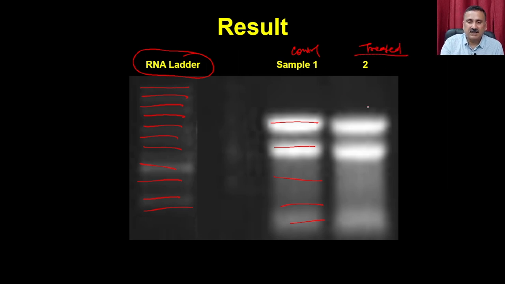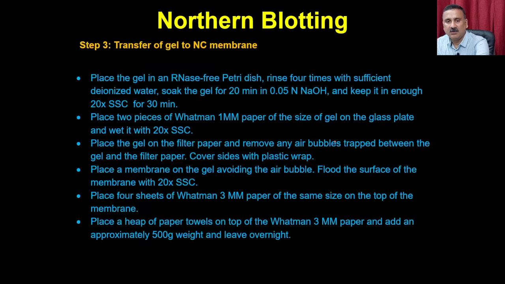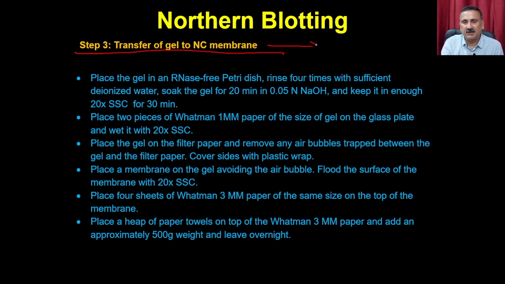Now once you see that there is a very nice separation of the RNA, then you can move on to the next step of the northern blotting. In the next step, you are going to transfer the gel to the NC membrane, and this step is exactly the same as what we discussed in the southern blotting. Place the gel in an RNA-free petri dish, rinse 4 times with sufficient deionized water, soak the gel for 20 minutes in 0.05 normal NaOH and keep it in enough 20x SSC for 30 minutes.